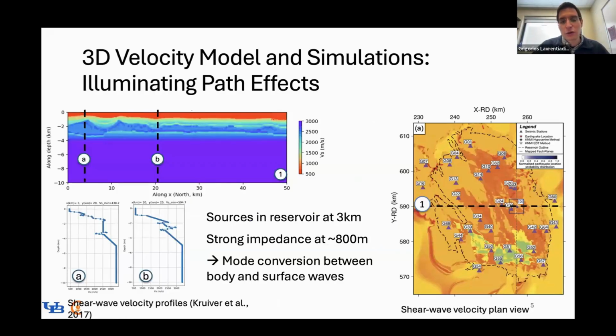The 3D velocity model is representative of the region, and we can see here that it clearly shows a very sharp decrease in the shear wave velocity at the top 800 meters.